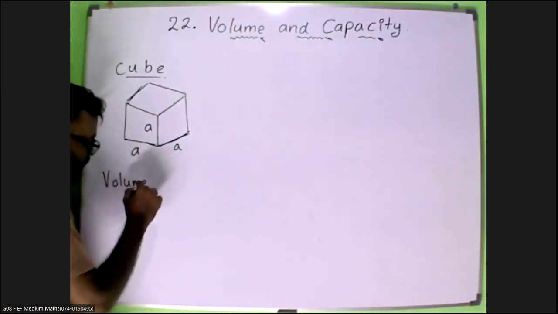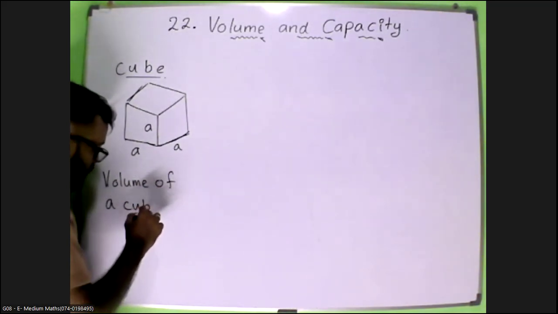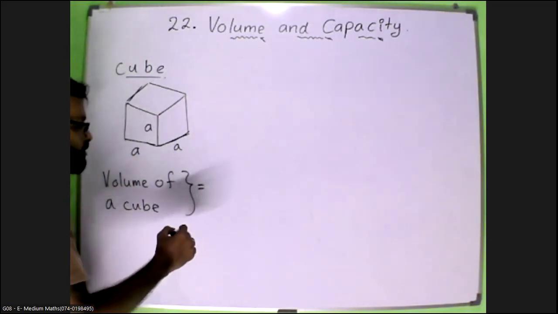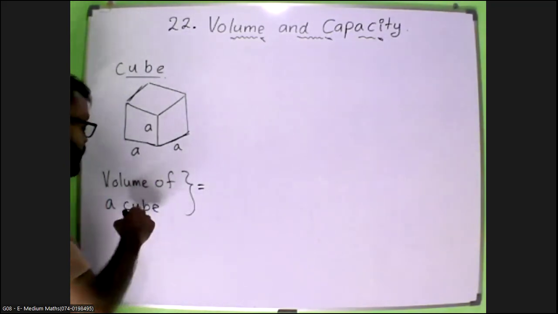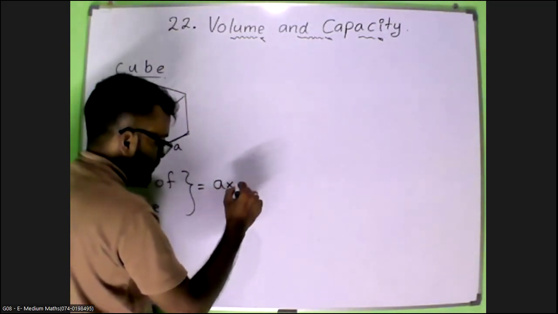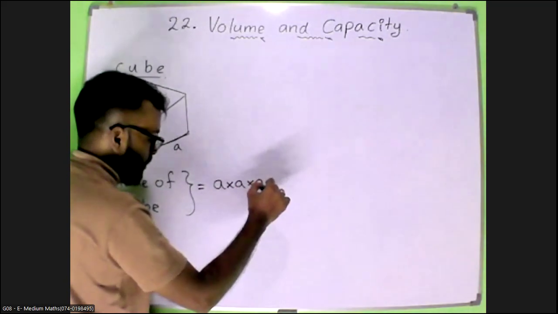Volume of a cube. Now look at the board. Try to focus. Try to memorize it. So how to find the volume of a cube? A times A times A.